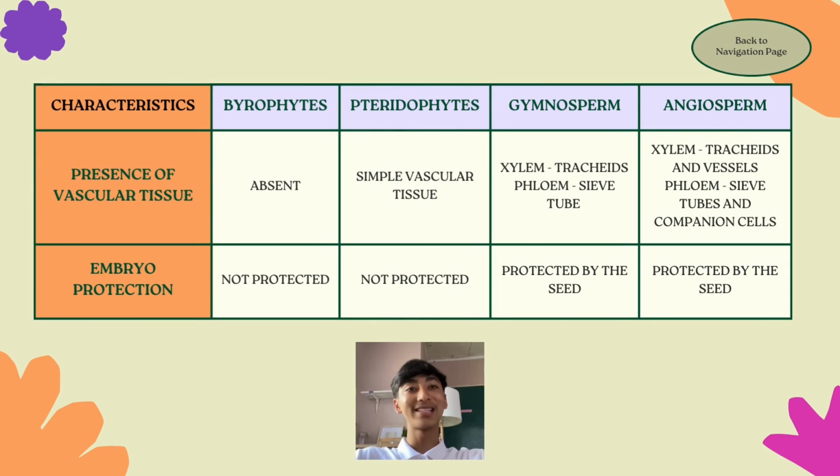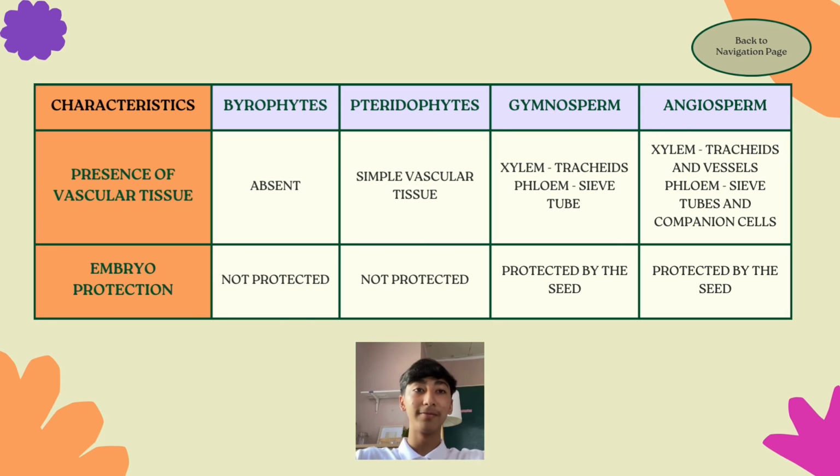Okay, moving on to the last two characteristics of plant groups. The fifth characteristic is the presence of vascular tissue. The bryophytes have no vascular tissue, but they have rhizoids, and some of them also have specialized conductive tissue to transport water and organic compounds. And for the pteridophytes, they only have simple vascular tissue. It is because the vascular tissue is not well developed, which makes it non-complex.